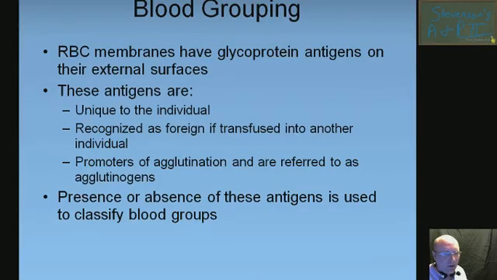Okay, blood grouping. We did this lab in class previously, so you should have a pretty good understanding of what the blood types are. Red blood cell membranes have glycoprotein antigens on their surfaces. These antigens are unique to individuals and are recognized as foreign if transfused into another individual, which is why blood typing is very important before a patient receives donor blood.